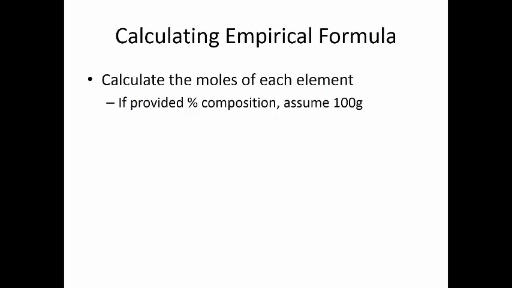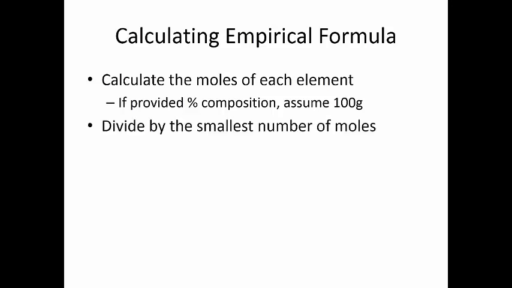Once you've done that, you'll have a series of moles. So you'll have moles of element A, moles of element B, etc. Whichever one of those numbers is the smallest, you'll take that one and divide each one of them by that number. So by definition, one of them will be a 1. Whichever one is smallest will end up as a 1. And then you'll end up with some other numbers for the others.